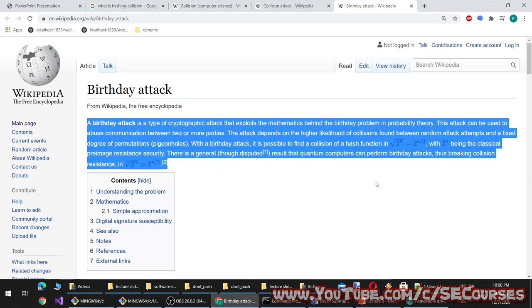A birthday attack is a type of cryptographic attack that exploits the mathematics behind the birthday problem in probability theory. This attack can be used to abuse communication between two or more parties. The attack depends on the higher likelihood of collisions found between random attack attempts and a fixed degree of permutations, pigeonholes. With a birthday attack, it is possible to find a collision of a hash function in sqrt(2^n) = 2^(n/2), with 2^n being the classical pre-image resistance security. There is a general, though disputed, result that quantum computers can perform birthday attacks, thus breaking collision resistance in cbrt(2^n) = 2^(n/3).